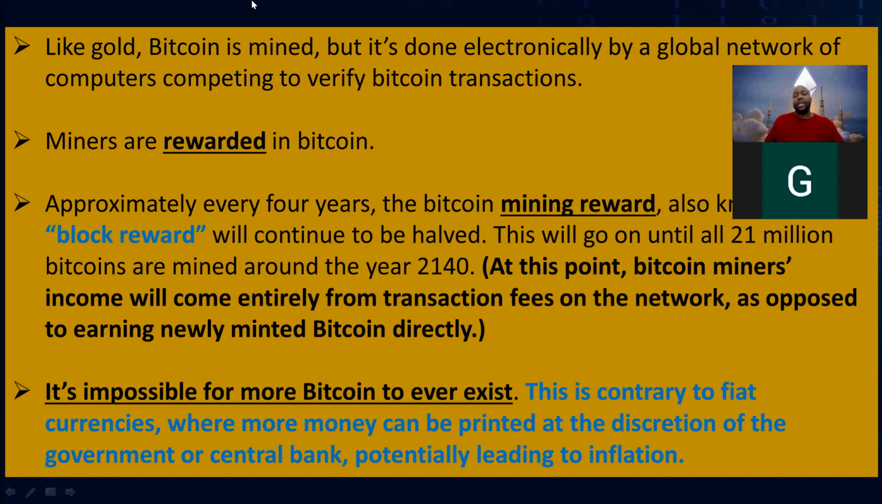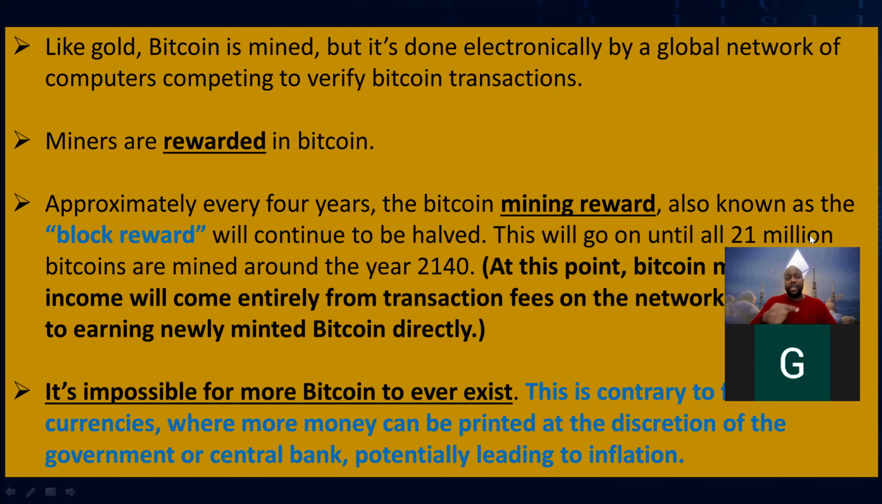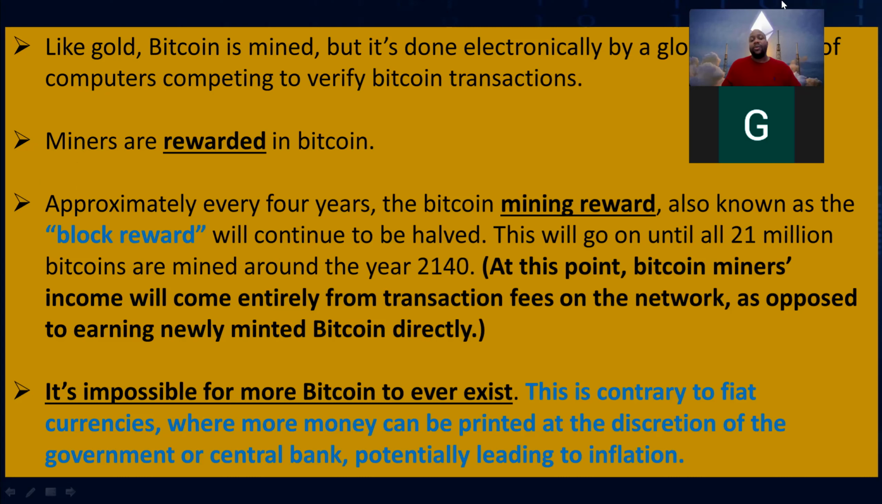Like gold, Bitcoin is mined, but it is done electronically by a global network of computers which compete to verify transactions. I told you about a consensus protocol that these computers use to verify, so they compete. The one which verifies the transaction and solves the computation is rewarded with Bitcoin. These computers are called miners or super nodes. Approximately every 4 years, the Bitcoin mining reward, also known as the block reward, will be cut in half.